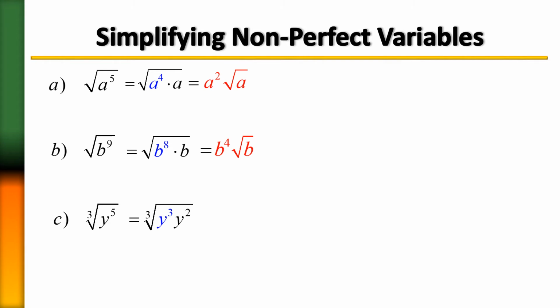Let's solve that perfect. The cube root of y to the 3rd power is y. We're going to take that y, put it outside up front, and who has to remain underneath the symbol? Yes, y squared has to remain under the symbol. So that's going to leave me with an answer of y cube root of y squared. And that's how you simplify non-perfect variables.